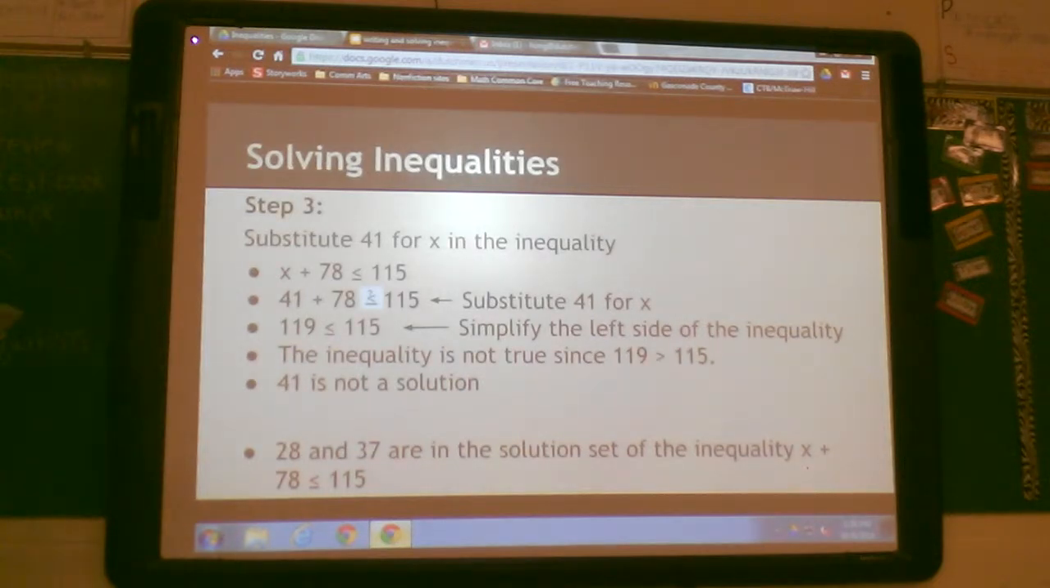So 28 and 37 are solutions for the inequality x plus 78 is less than or equal to 115.